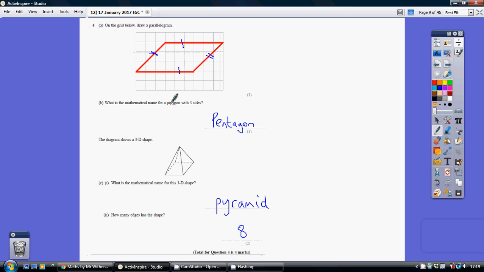What is the mathematical name for a polygon with five sides? The pentagon. A pentagon, like the Pentagon in the United States.